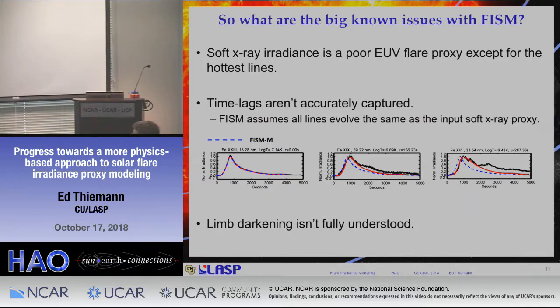FISM assumes every EUV line is going to evolve like the soft X-ray emissions in time. And so here are 3 different emission lines measured by EVE in black: iron 23, iron 19, and iron 16. The black is the EVE measurements. The blue dashed is the time profile that FISM would predict. And then the red is a model I'll talk about later.